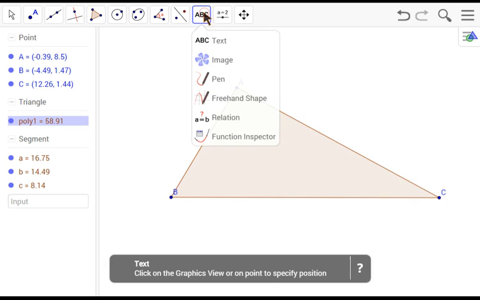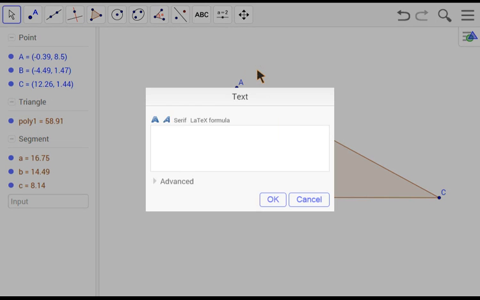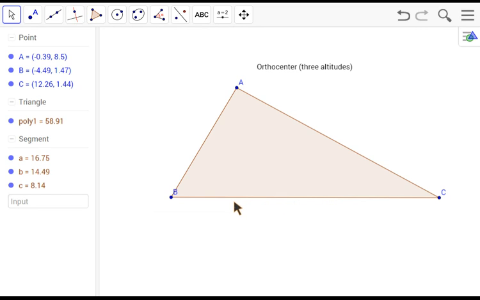And add the text next to it for Orthocenter. And in parentheses, put 3 altitudes. Remember, the altitudes are the distance from a point to a line. So we're going to be using perpendicular lines with a point not on the line. Ortho is another word for right angle.